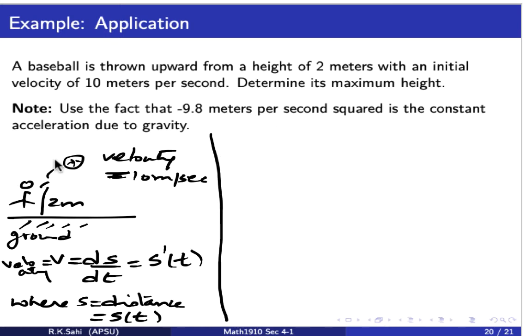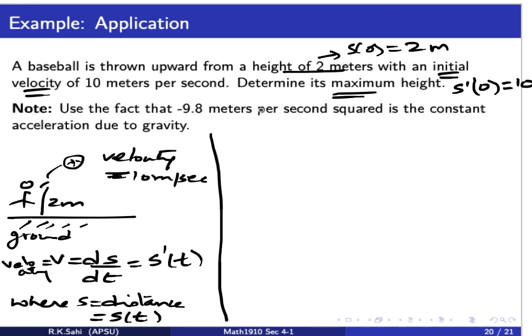So what is the problem saying? It is thrown upward from a height of 2 meters. So basically this means at time 0, the height is 2 meters. And the initial velocity simply means that s prime of 0 is 10. We want to find the maximum height. As we said, height means distance.